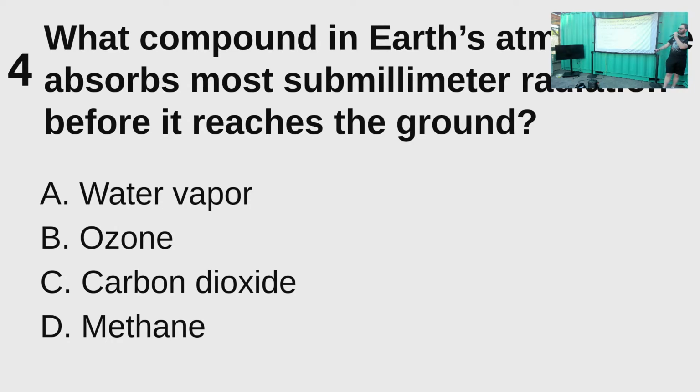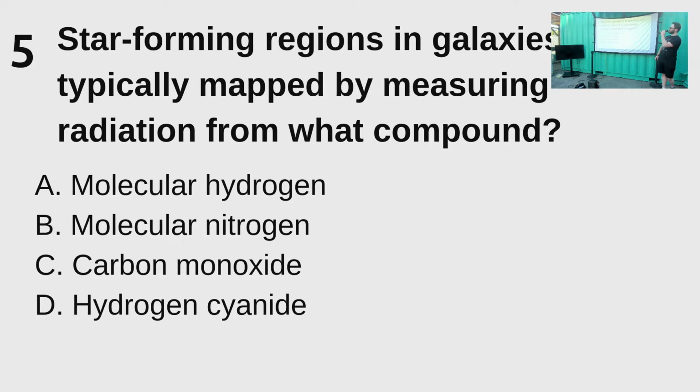Question 5. Star-forming regions in galaxies are typically mapped by measuring radiation from what compound? A, molecular hydrogen, B, molecular nitrogen, C, carbon dioxide, or D, hydrogen cyanide? And as a reminder for non-astronomers, the molecular just means that it is not ionized, and it has formed a molecule, so there's 2 of them stuck together.